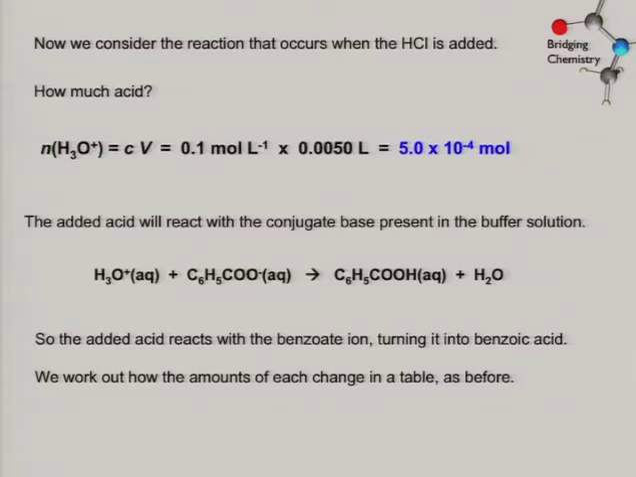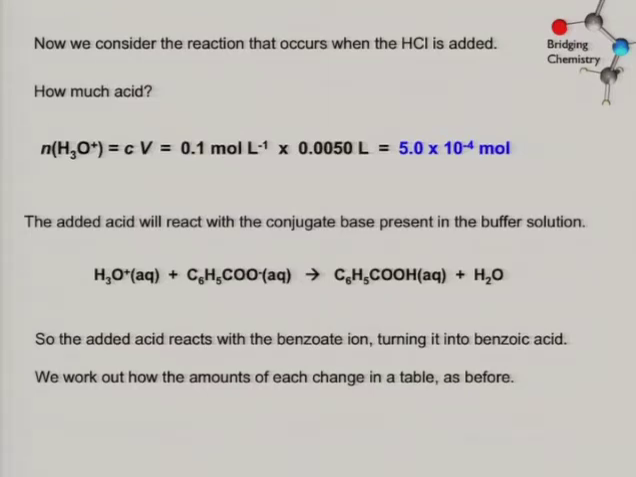If we add hydrochloric acid, then that's the same as adding H3O+. Because remember, HCl, strong acid, completely reacts with water to turn into H3O+. So the H3O+ will react with the base part of our buffer solution, the benzoate, and the products of that reaction will be benzoic acid and water.